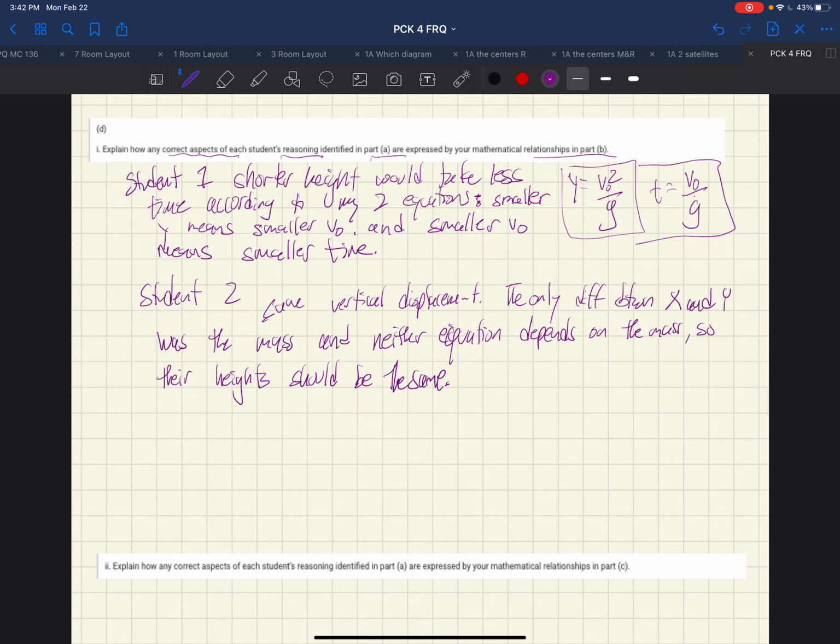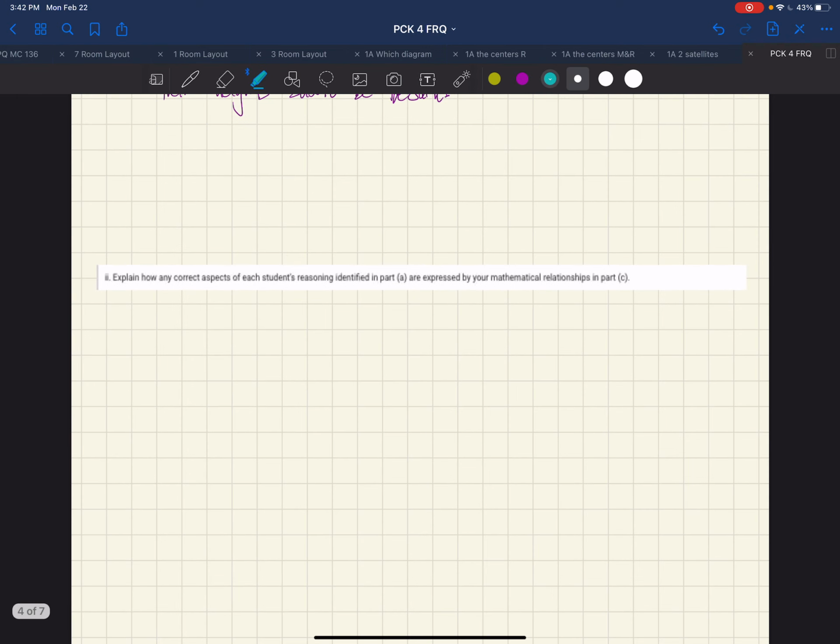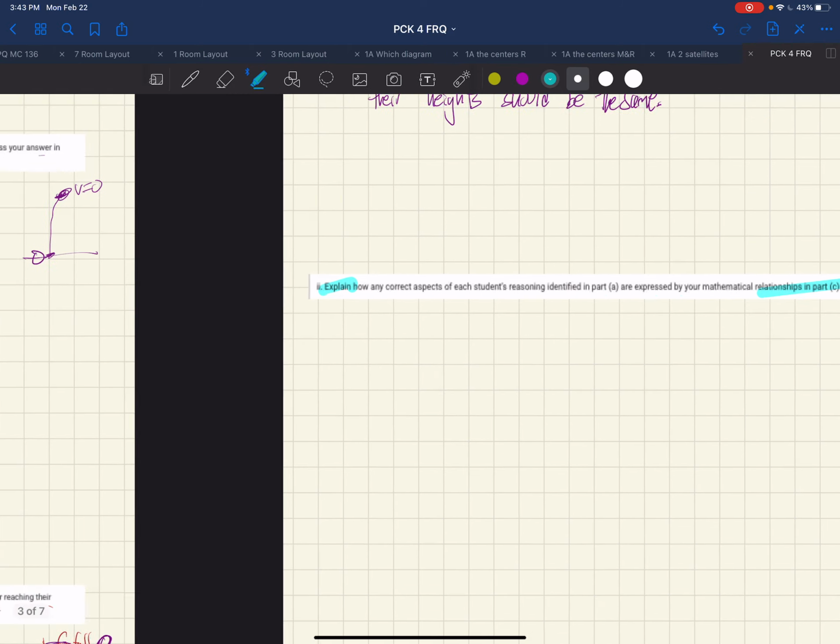So again, what makes this question tricky, where people slipped up, is they ask you to reference your own mathematical relationships. So you've got to pull things from your part B. And then they want to know the student's reasoning, the correct aspects, applied and explain. Okay? And that's the key word here. Again, we've got to explain these things. How is it that these two things are related to the student work? And now they want to know, this is the same question, the correct aspects are expressed in your relationships in part C. So we go to part C.